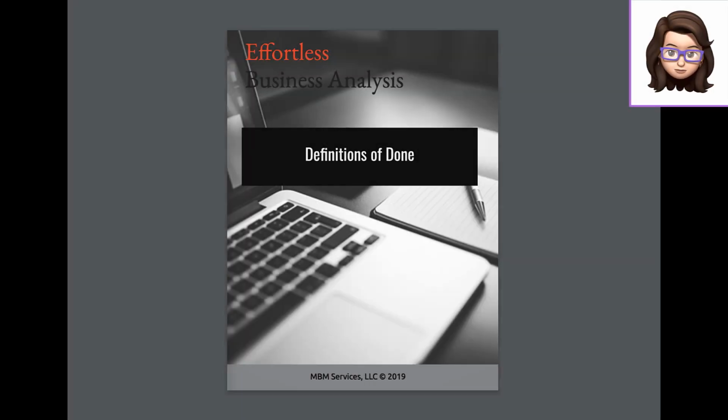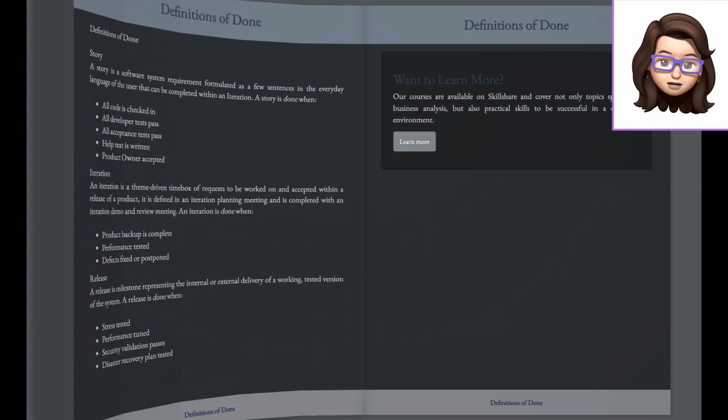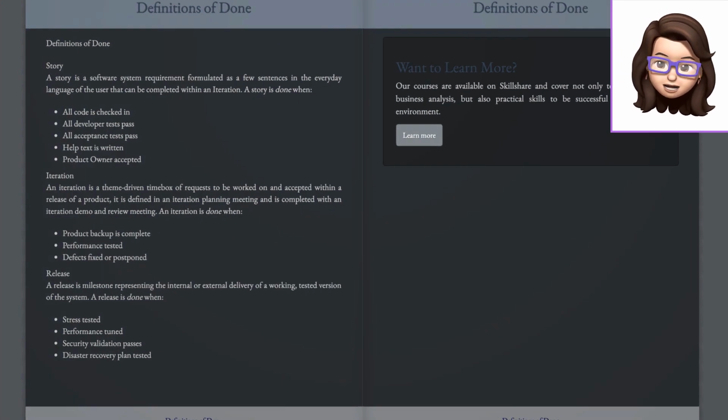In this blog post, we're going to take a look at definitions of done. We have 3 areas that we're going to look at: story, iteration, and release. Typically, the definitions of done are something that is used in an agile project. However, it works for any project.